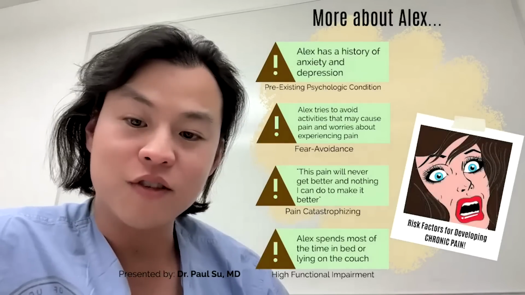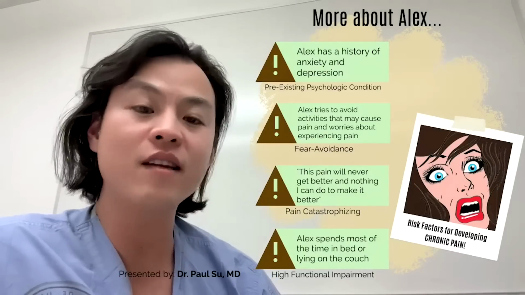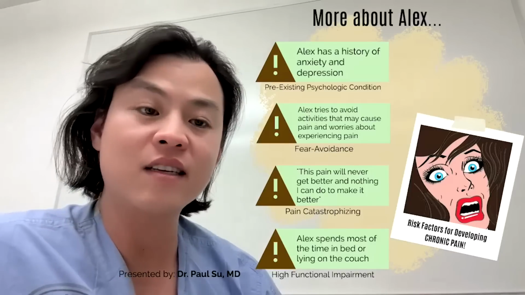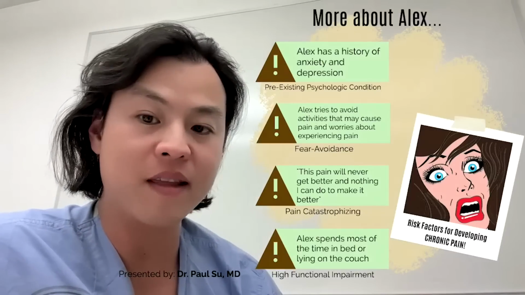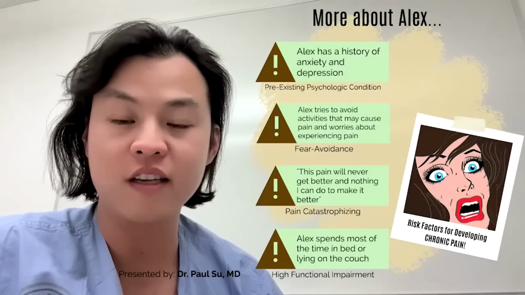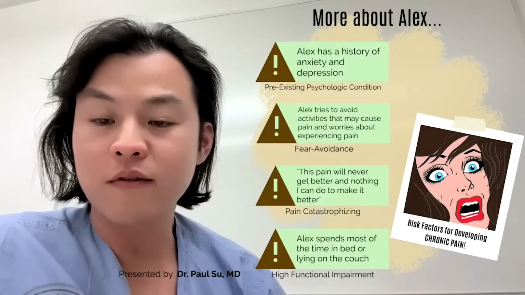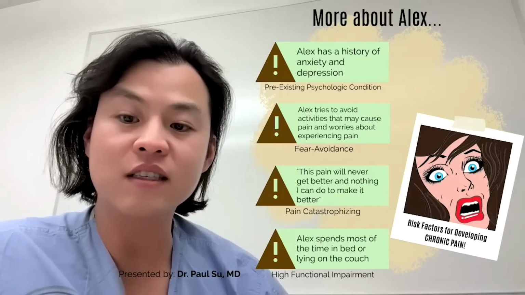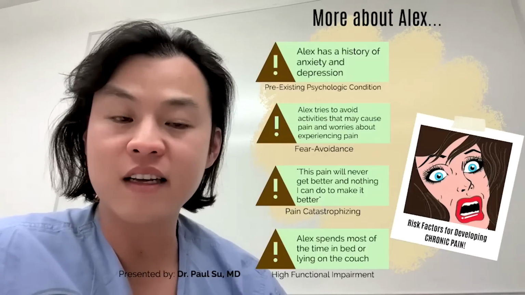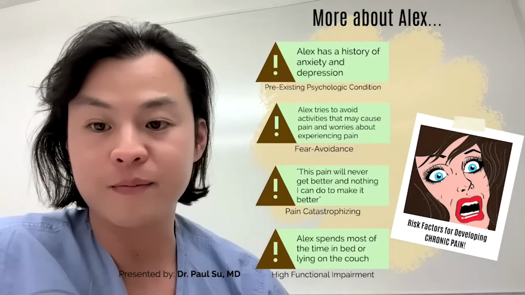So all of these factors actually are risk factors for developing chronic pain, and they have nothing to do with what's going on in the lower back. And again, this highlights the complexity of chronic lower back pain. That is, the psychosocial factors play a huge role in developing lower back pain. So coming back to some of these risk factors. Unfortunately, having some pre-existing psychiatric conditions, for example, anxiety and depression, predisposes people to developing chronic pain.